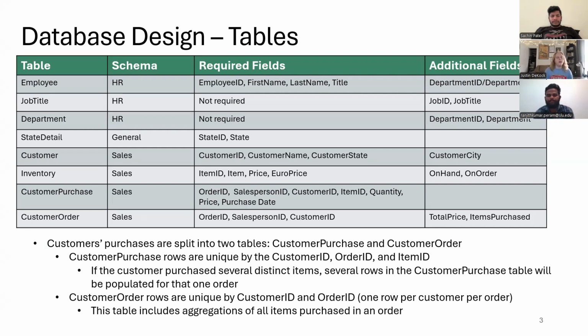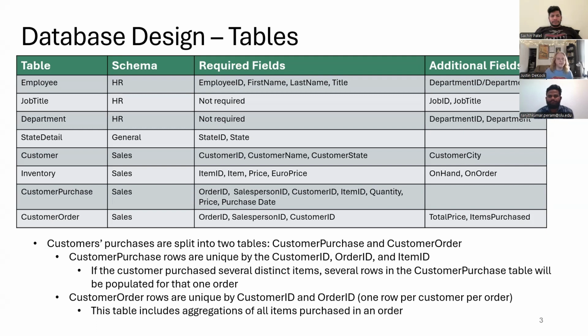So each row in the customer purchase table is unique by the customer ID, order ID, and item ID, whereas each item in the customer order table is unique by only the customer ID and the order ID. So basically each row in customer purchase represents a single item that a customer purchased, and it's tied to an order ID. So there can be several of the same order ID in this table, each tied to a different item ID, and that item ID's price and the quantity that they purchased.